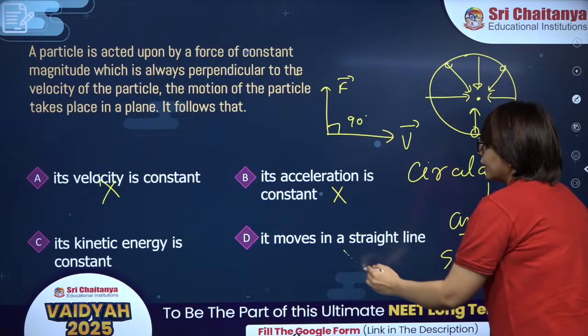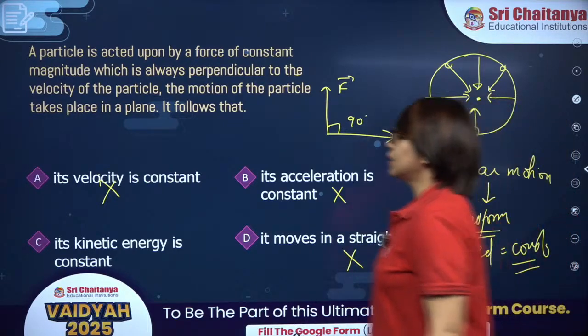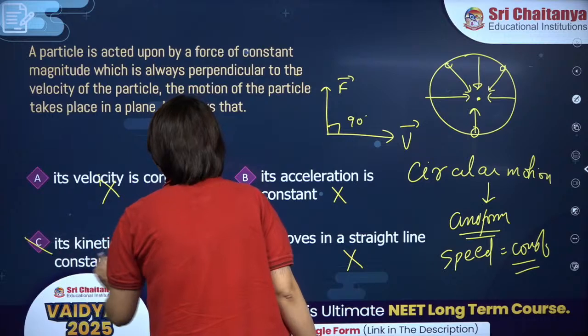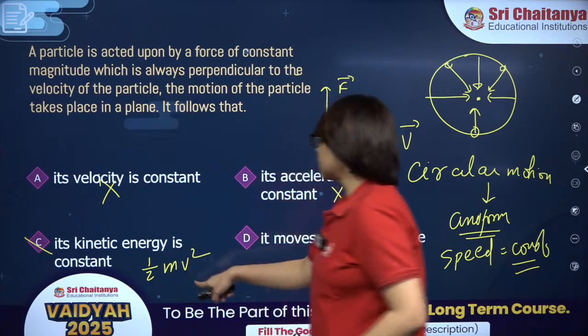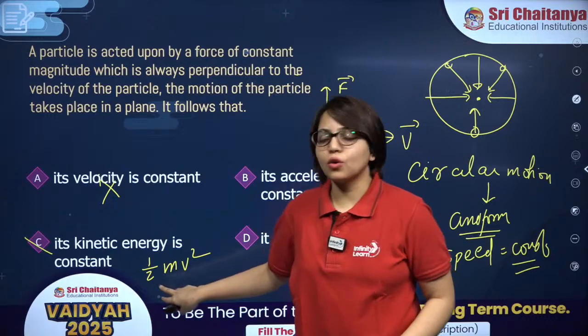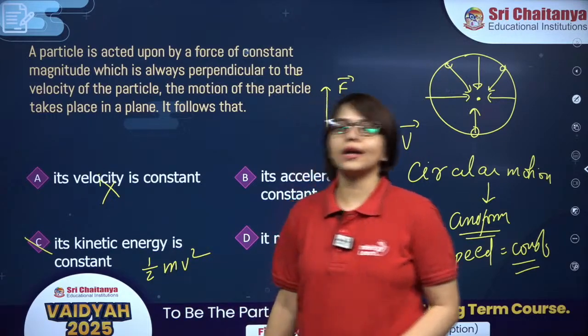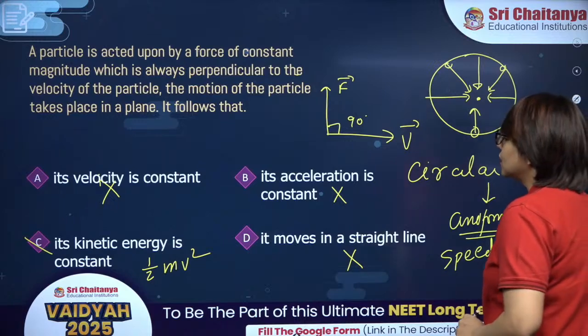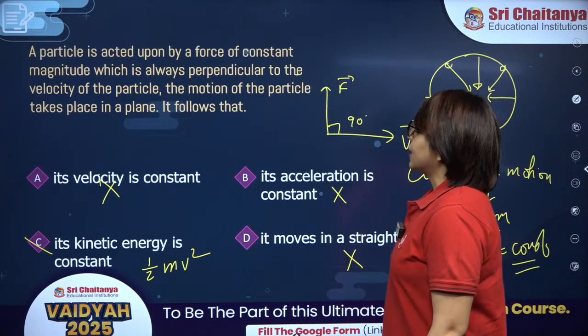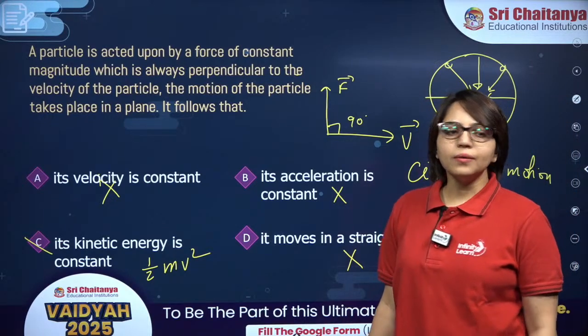It moves in a straight line? No, it is moving on a circular path. So its kinetic energy will be constant because kinetic energy is half mv square. v is constant in magnitude, m is constant. So half mv square, which is the kinetic energy, will be constant, which is option C. Chaliye, let's move on to the next question.